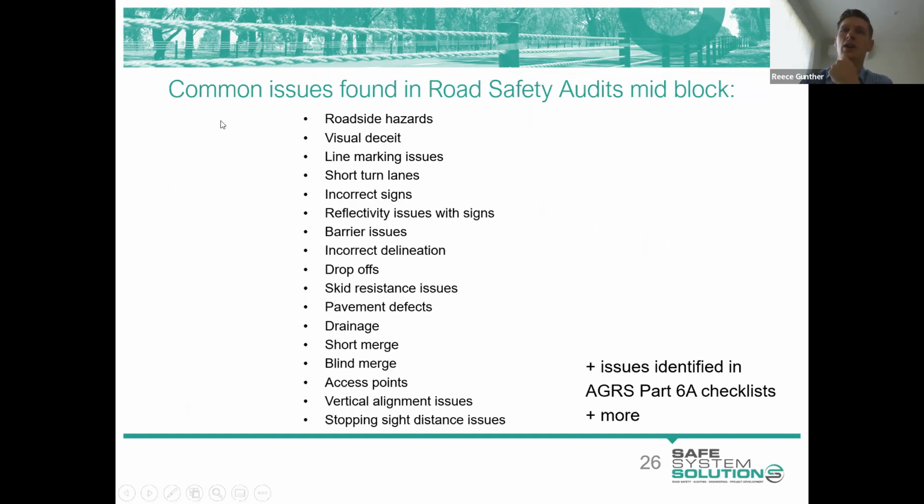The next slide is common issues found in the mid block, so between our intersections. Some typical ones that have come up recently for me are around barriers. Barriers have been installed right across the network at the moment to treat run-off road crash risk, but not in accordance with the relevant standards, resulting in a lower safety performance. But we've also got some good ones here.